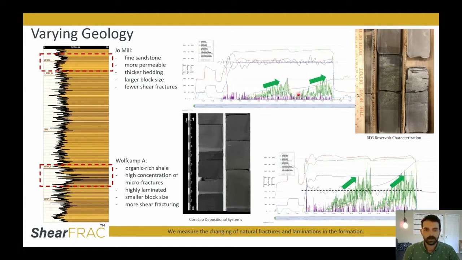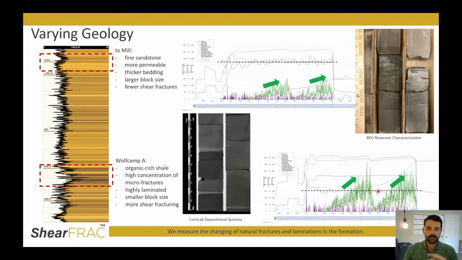So here you can see measuring the finer sandstone, more permeable rock, fewer shear fractures, larger block size. So that means those fractures are further apart, which makes sense when you've got a larger bedded rock formation. And then when you get into the organic rich stuff, more shear fracturing is going on, lower block size. So that fractures are getting denser, and you're creating more and more of them in this finely laminated work.